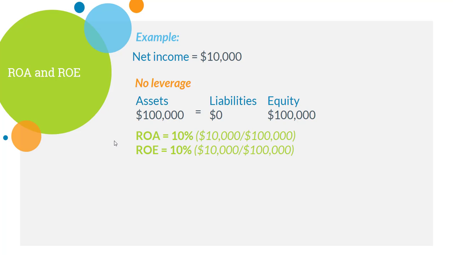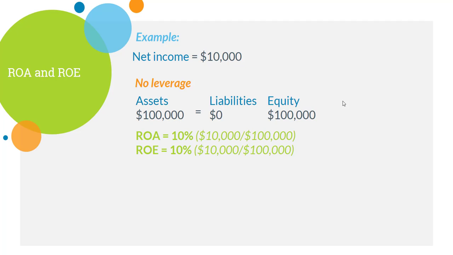Well, in that case, ROA and ROE would be the exact same thing, because you're taking $10,000 divided by $100,000 for ROA, and that gets us 10%. And then we're taking $10,000 divided by $100,000 to get ROE of 10%. So it's the exact same number.